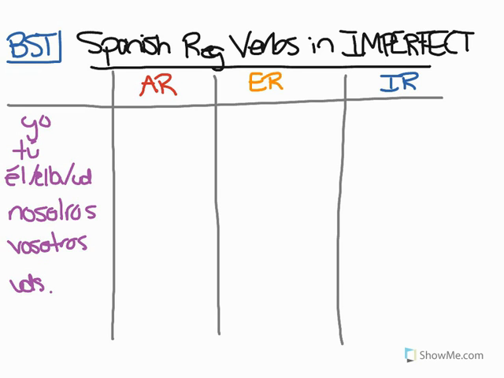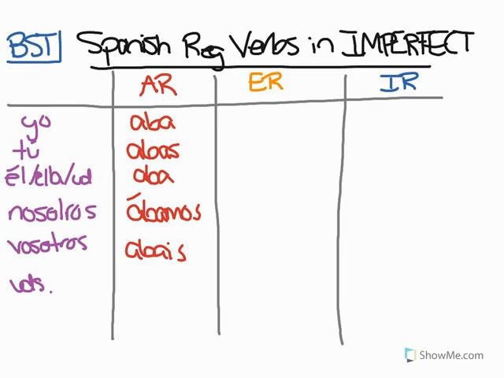So in the imperfect, regular AR verbs are conjugated as follows. Aba, abas, aba, ábamos, abais, and aban.